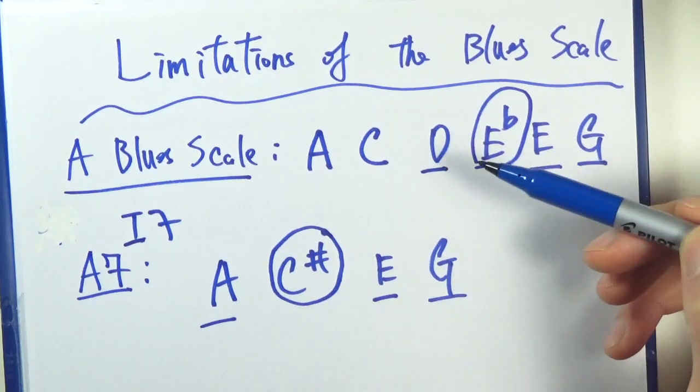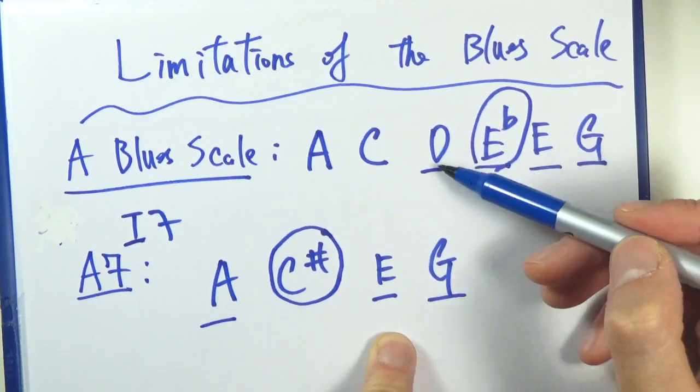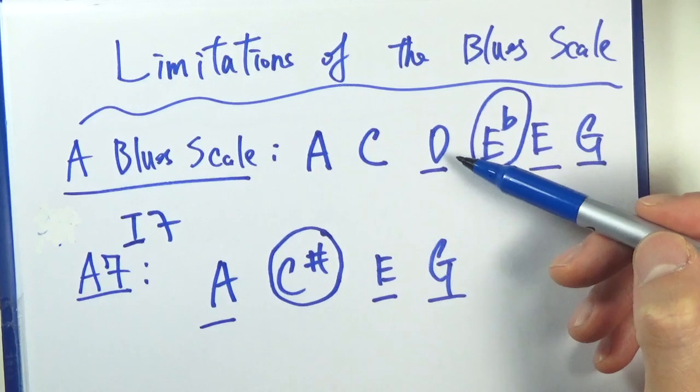The fourth is fine too. Usually we don't stay on this note for very long. It's a tension note because it's a fourth against the A. But again, usually we don't stay over this note for very long.